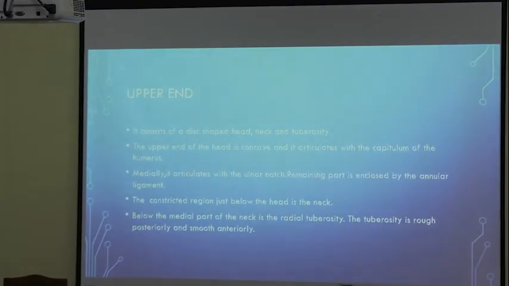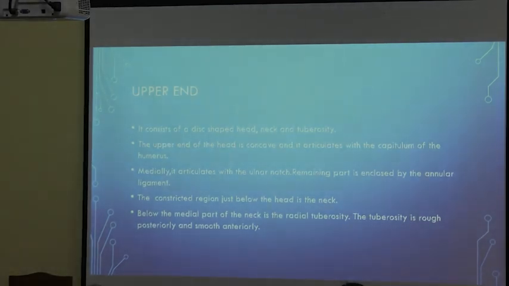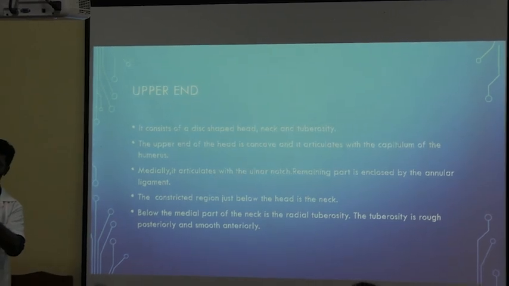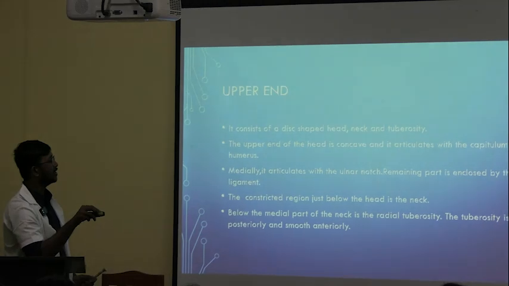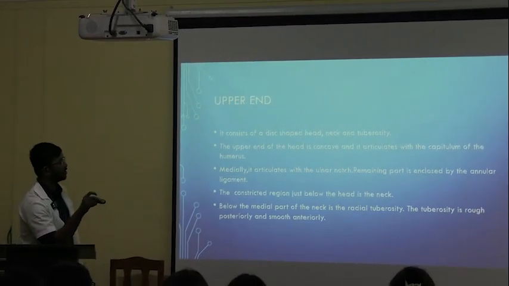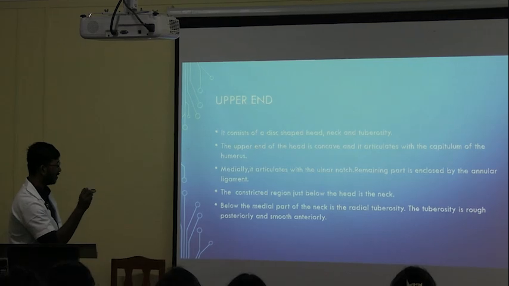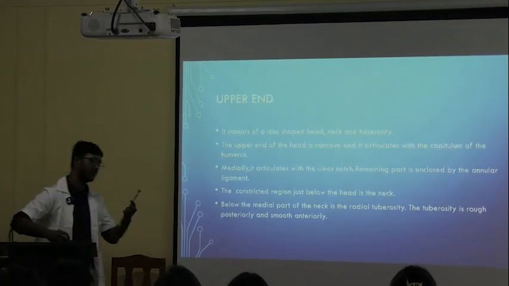Now the upper end, as I have said, consists of a disc-shaped head, neck and tuberosity. This one is the tuberosity. The neck is this constricted region, and this one is the head. This part constitutes the upper end: the head, the neck and the radial tuberosity. Medially it articulates with the ulnar notch. The remaining part is enclosed by the annular ligament. I will show you this thing. The constricted region just below the head is the neck, as I have said. Below the medial part of the neck is the radial tuberosity. The tuberosity is rough posteriorly and smooth anteriorly.